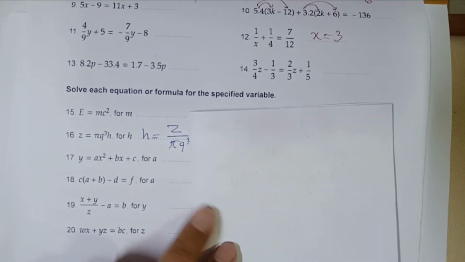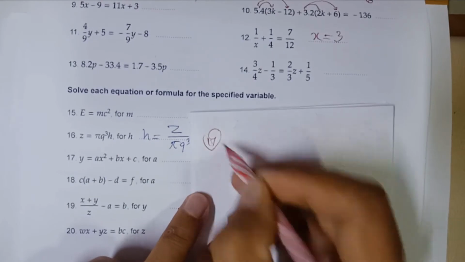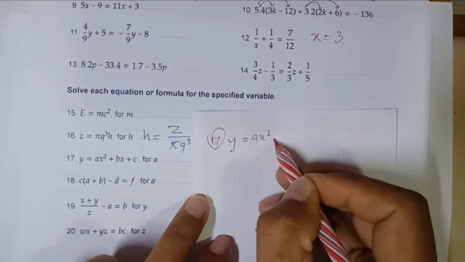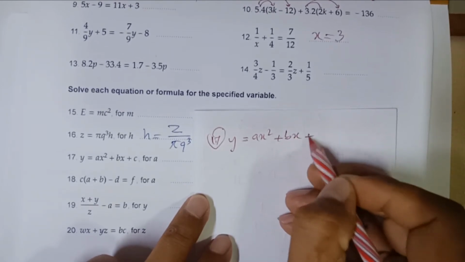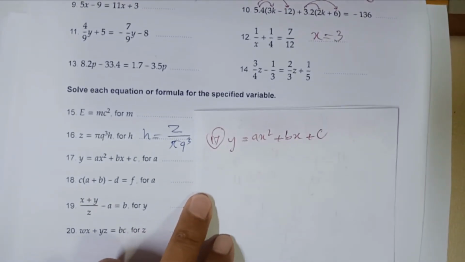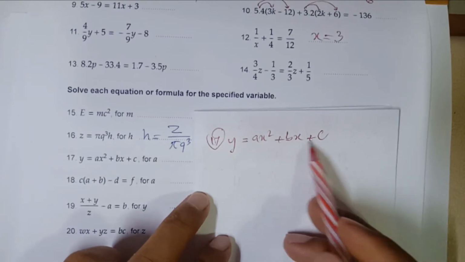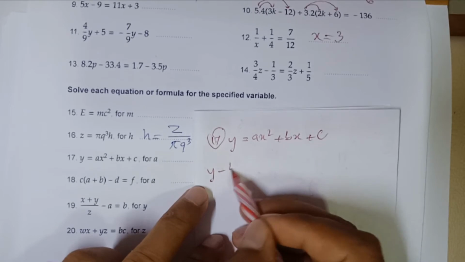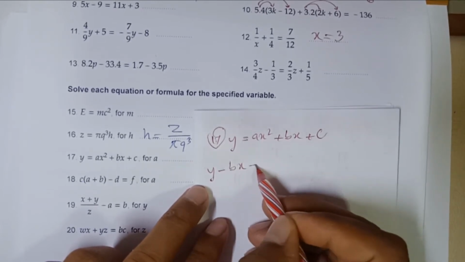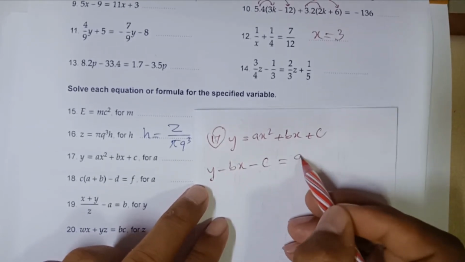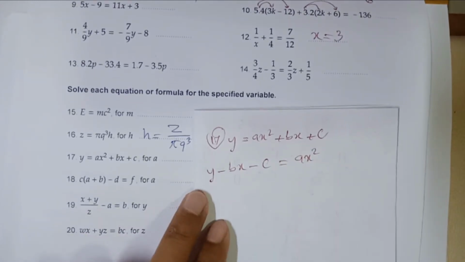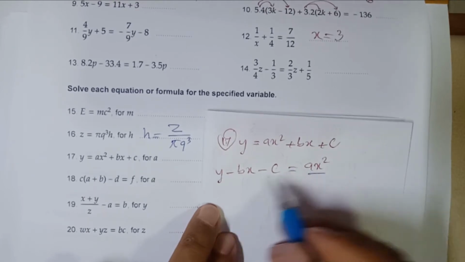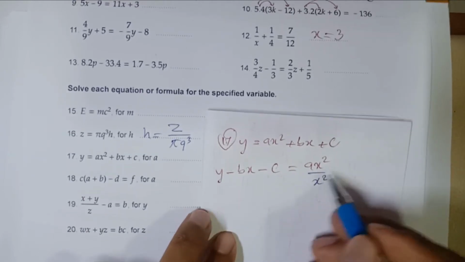Number 17, solve for a. You have y equal to ax squared plus bx plus c. Let's solve for a. If you solve this one for a, you transpose everything to this side. So you will have y minus bx minus c equal to ax squared. Now to get a, you divide both sides by x squared.